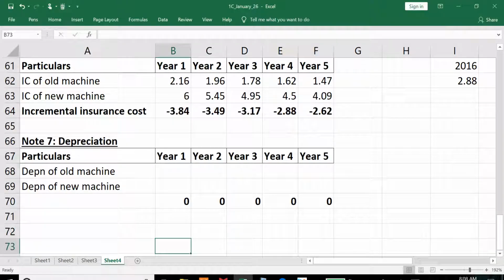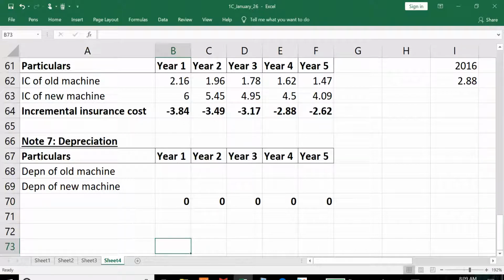Particulars: 5 years, depreciation of old machine, depreciation of new machine. It could be incremental, it could be saving. Old machine, what is the depreciation? Read it carefully and tell me the depreciation amount for the old machine.